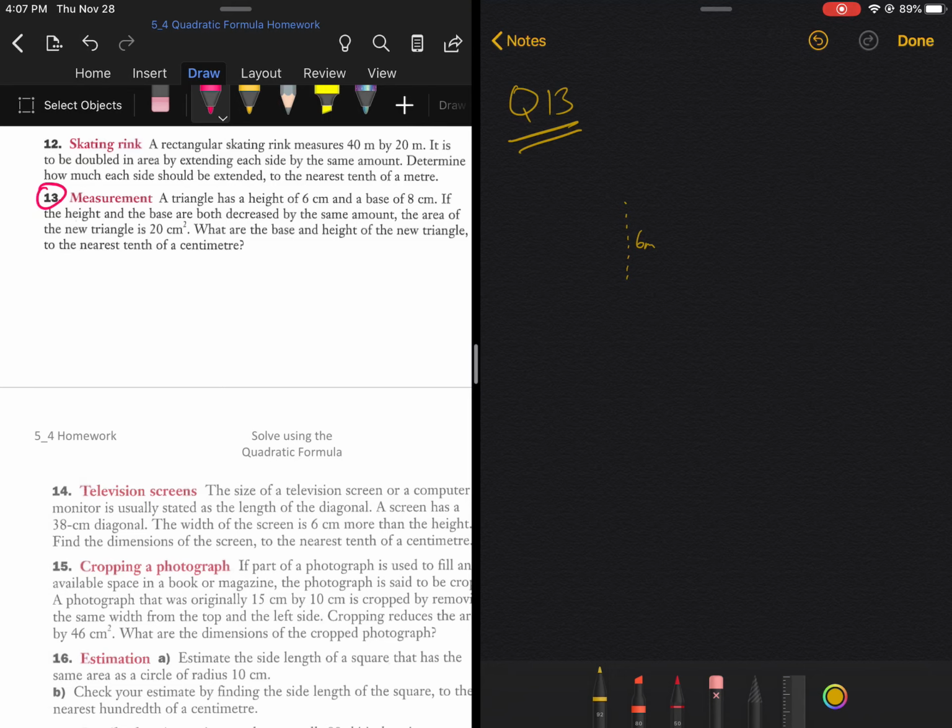Question 13. A triangle has a height of 6 meters and a base of 8 meters. If the height and base are both decreased by the same amount, the area of the triangle is 20 centimeters square. What is the base and height of the new triangle?